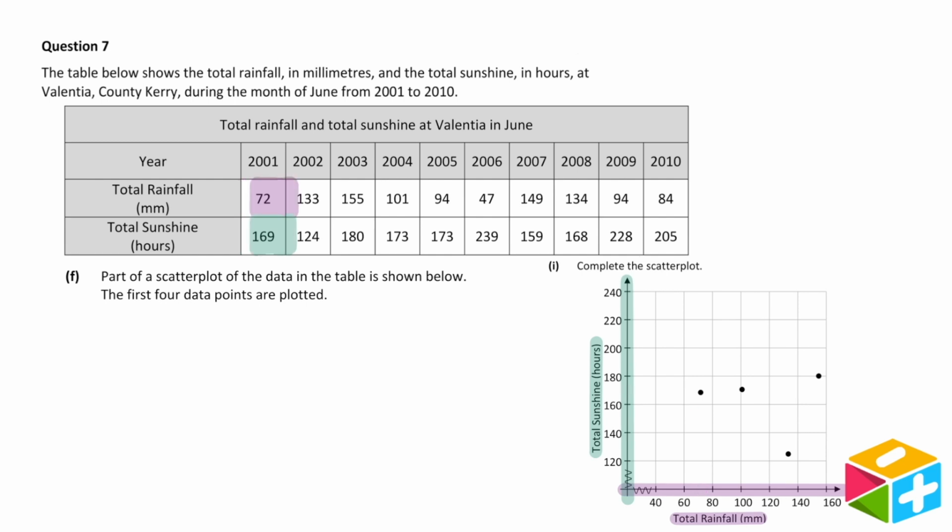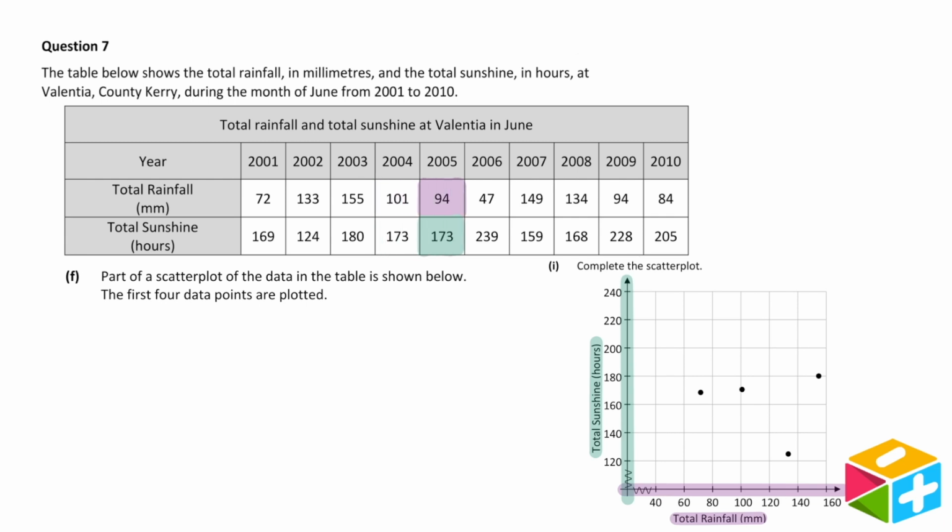The next point had a rainfall of 133 and a sunshine of 124. This corresponds to this point. 155 and 180 corresponds to this point, and 101, 173 corresponds to this point. We'll need to plot the remaining pairs ourselves.